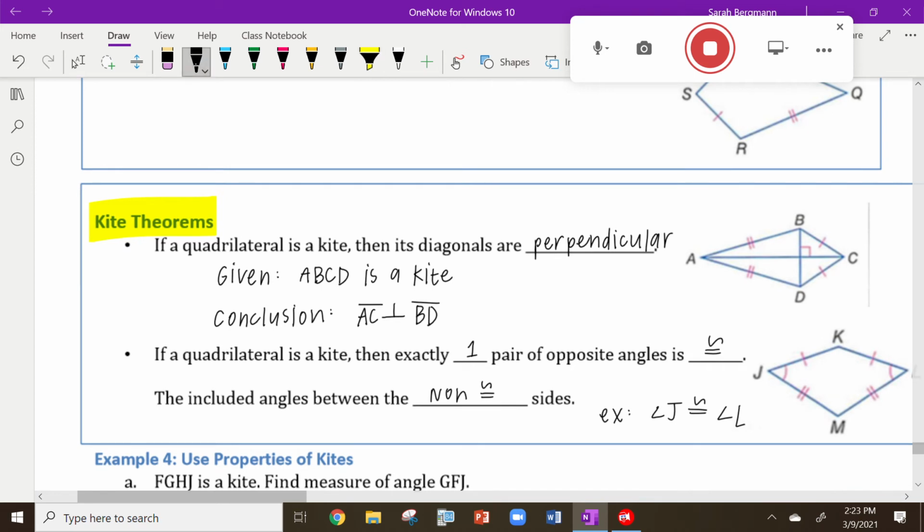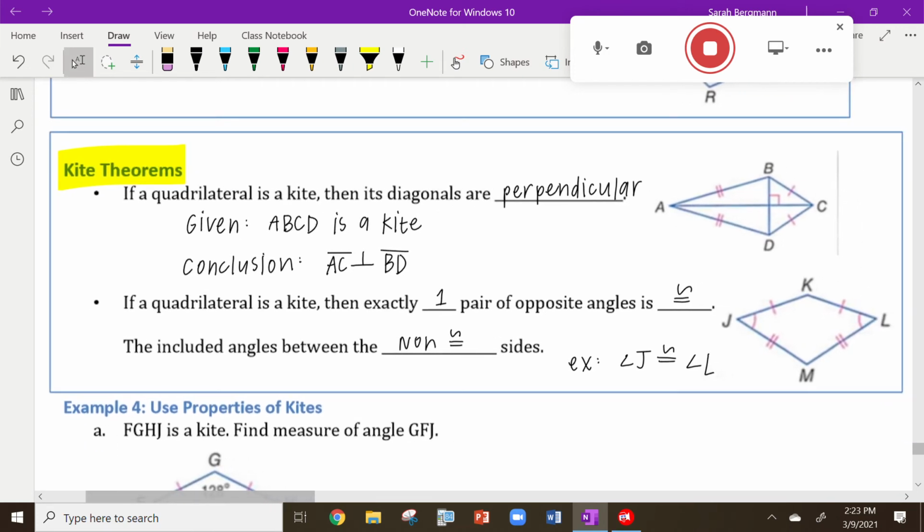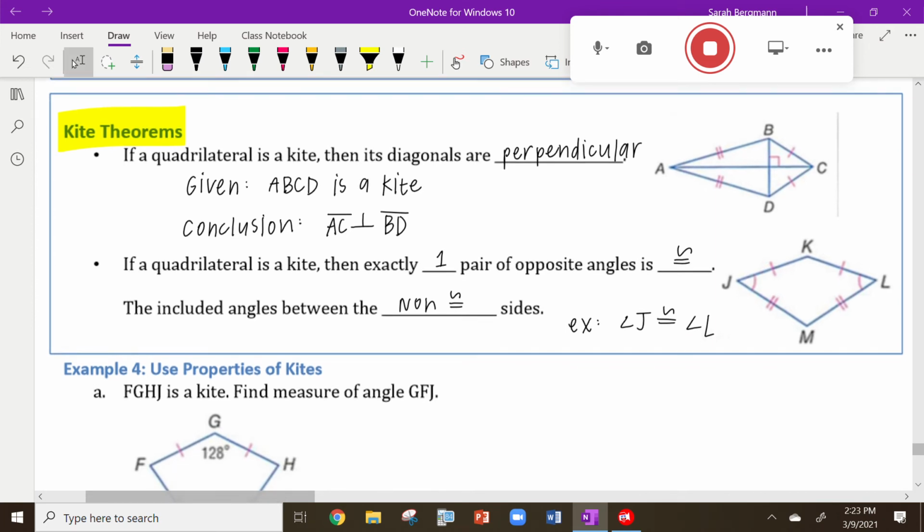If a quadrilateral is a kite, then the diagonals are perpendicular, so it makes 4 right triangles. That's special because it can help us to use Pythagorean theorem. Also, if a quadrilateral is a kite, then exactly one pair of opposite angles is congruent. So it has to be the angle that's between the non-congruent sides. So for example, JK is not congruent to JM, so that's one of the angles. So it always has to be the angle formed by two sides that are not congruent.